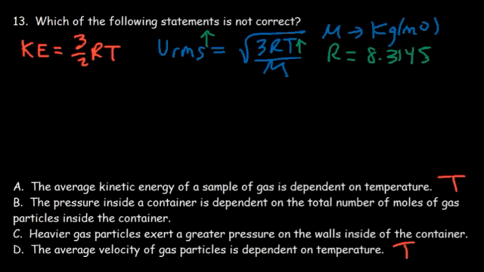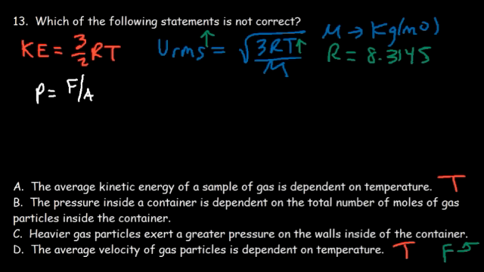Now looking at C, heavier gas particles exert a greater pressure on the walls inside of the container. Do you think that's true or false? It turns out that statement is false. We're going to consider two reasons for that. Let's kind of jump into physics. Now, you might be thinking, well, pressure is force divided by area. So the larger the force, the greater the pressure, right? And that is true. But you have to realize that heavier gas particles move slower. And even if you increase your mass but decrease your speed, it turns out that the pressure will be the same.